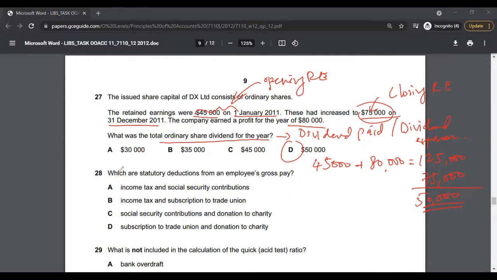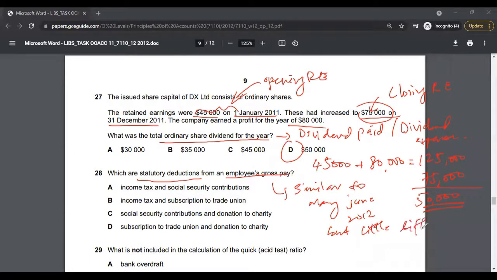Multiple choice 28. What are statutory deductions from an employee's gross pay? So again, similar to May, June 2012, but a little different. What was the difference? If you go back to my previous video, you will see the difference. So that's why I say you should follow this video completely. It's better for your understanding, and I hope these videos are helpful to you.